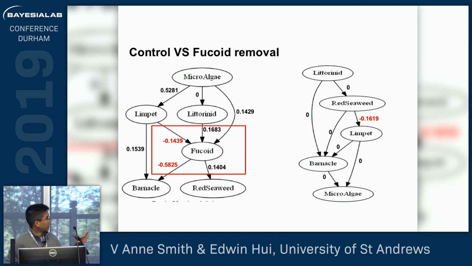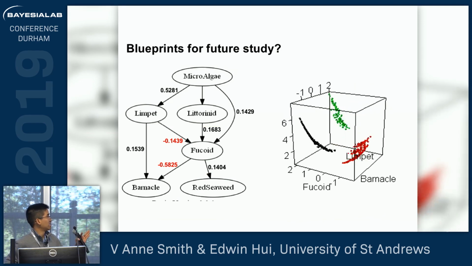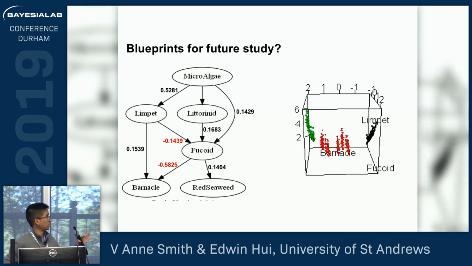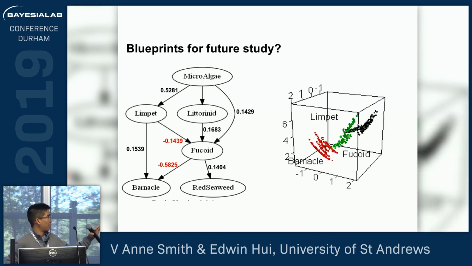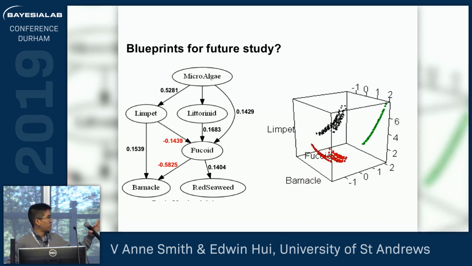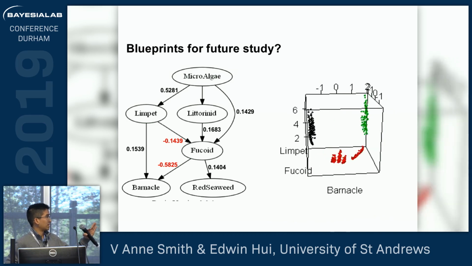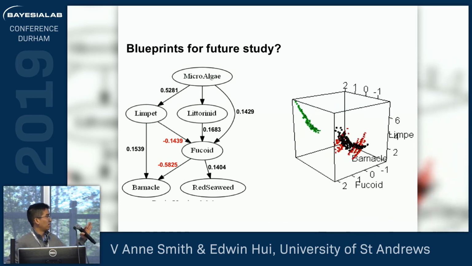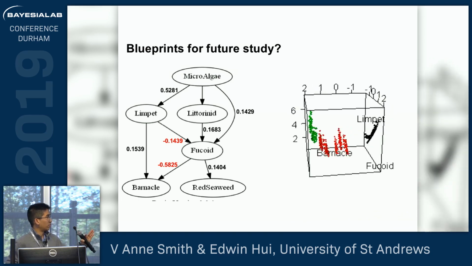And what I'm thinking of doing right now is to use a control condition and some data visualization to act as some sort of blueprint for future study. On the left-hand side, we have the most important interaction, and the strongest one, as mentioned, was fucoid and barnacle. When we visualize the data points and apply clustering on it, you can see distinct clusters that seem to depend on whether or not there's barnacle and fucoid present.